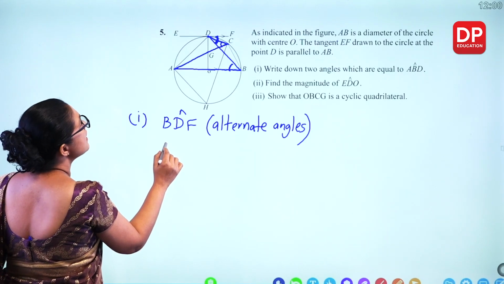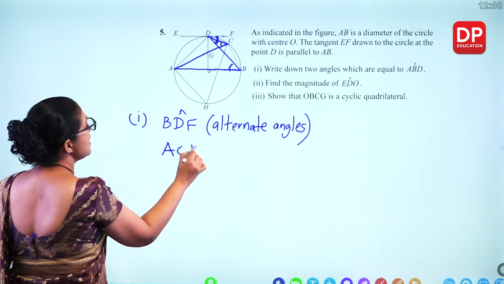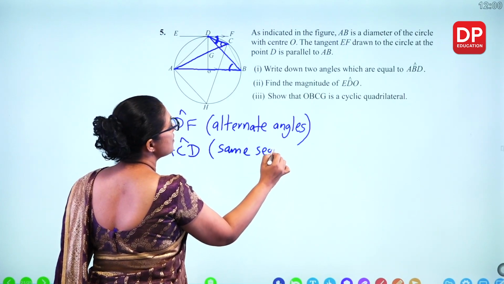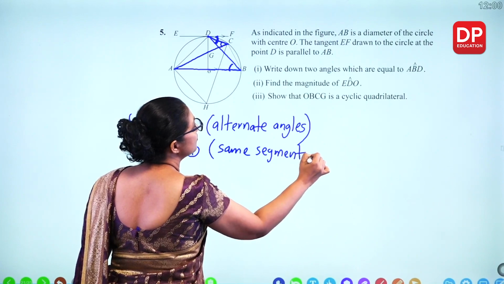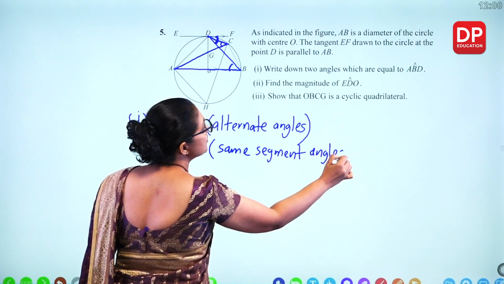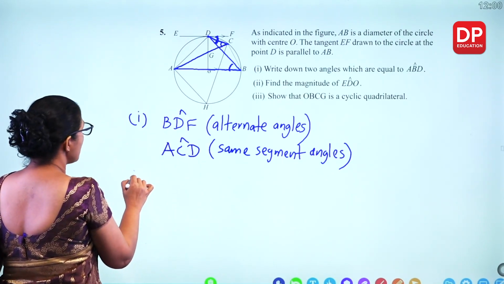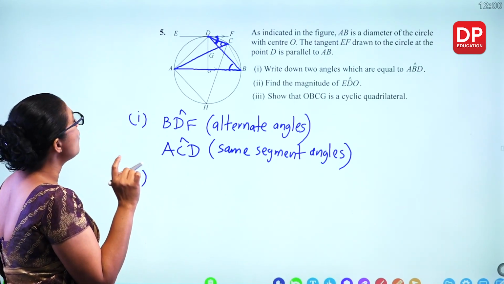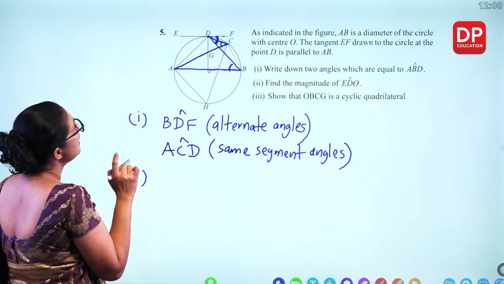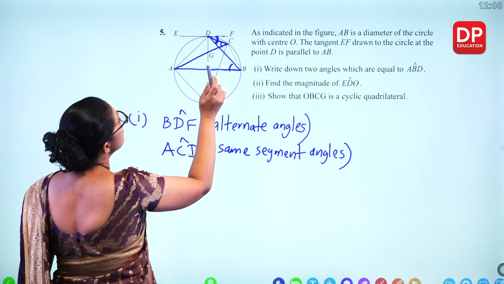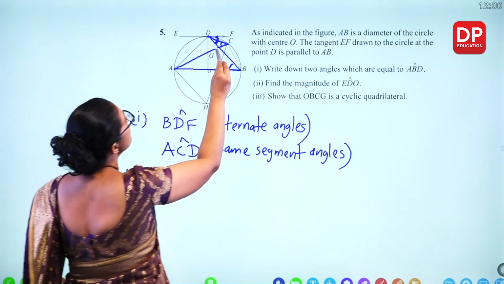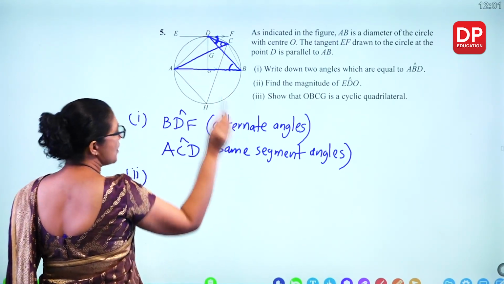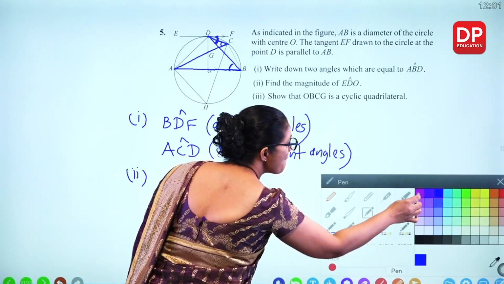So what's the other angle? ACD. Same segment angles. Part 2. Find the magnitude of EDO. This one. What's the magnitude?